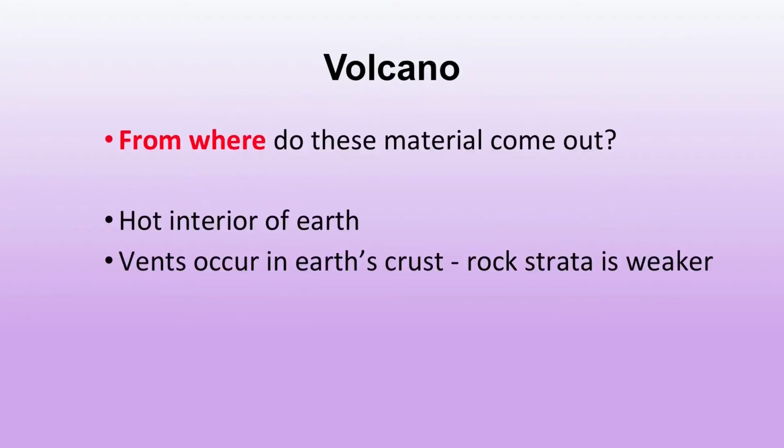Now from where does this molten material come out? It comes out from the hot interior of the earth. A vent occurs in the earth's crust wherever the rock strata is weaker. A vent means an opening. So wherever there is a weakness or weak rock strata, an opening or vent is created, and from there the molten material comes out.